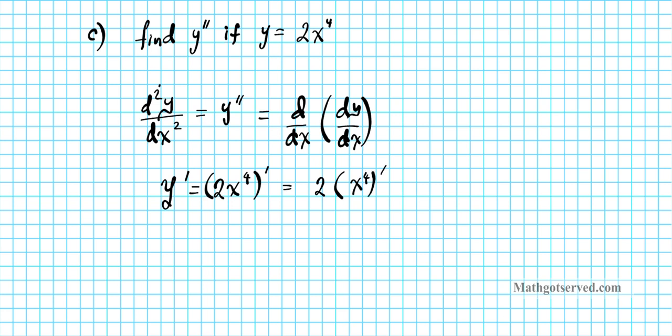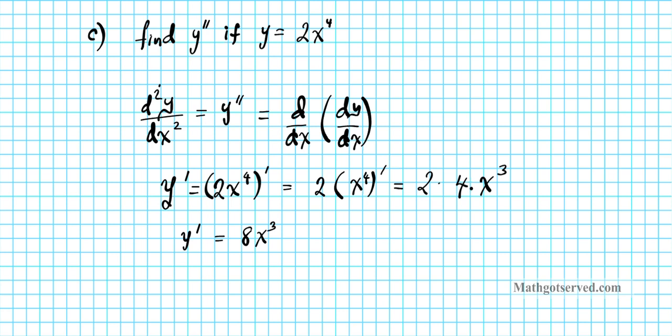Now we're going to apply the power rule here to x to the 4th. You know what the power rule is, right? You power down the exponent 4 times, and then you subtract 1 from the power. 4 minus 1 is 3. So y prime, the first derivative, is going to be 8x to the 3rd. Are we done? Absolutely not.